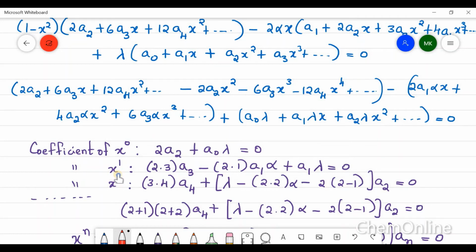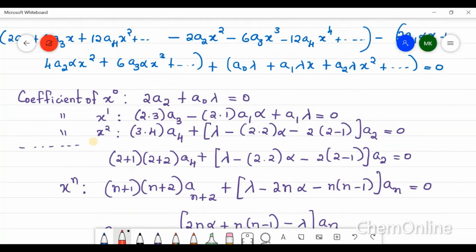Then next is x raised to 1. That is, you have to pick out the coefficients in which there is only the x term. The first will be 6a3, and then you have 2a1 alpha, and then a1 lambda. So 6a3 can be written as 2 into 3 a3, 2 into 3 is 6. So 2 into 3 a3 minus 2 into 1 a1 alpha, 2 into 1 is 2, plus a1 lambda equals 0.